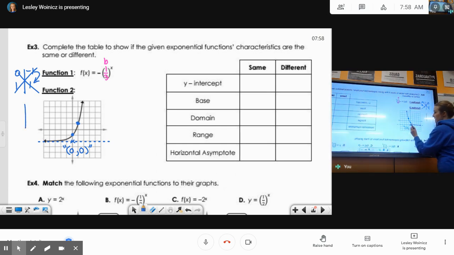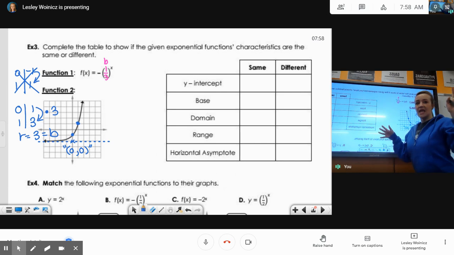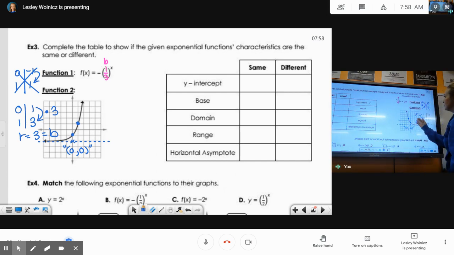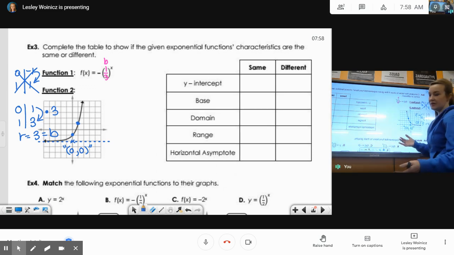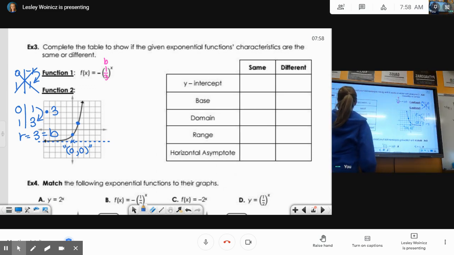Okay, so from my fake 0, 0, this point is now 0, 1 because it's 1 up. And then from my fake origin, this one is now 1, and then 1, 2, 3. And now I can tell that I'm multiplying by 3. So my R is 3, and that's my base. Sneaky! Very sneaky. Okay, so I've got a base of 3 and a base of 1/3. These are obviously not the same. They are different.